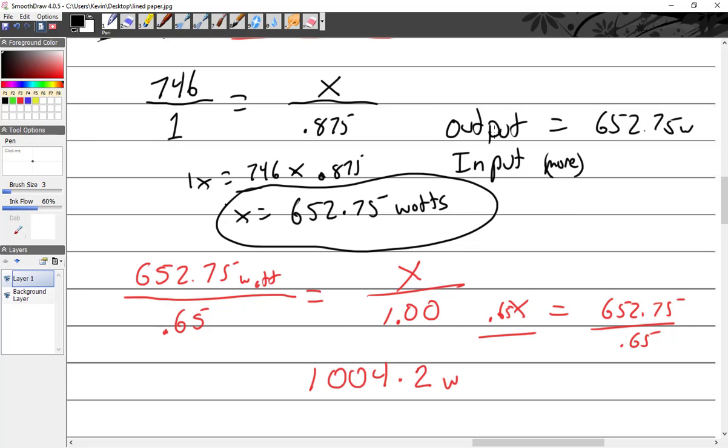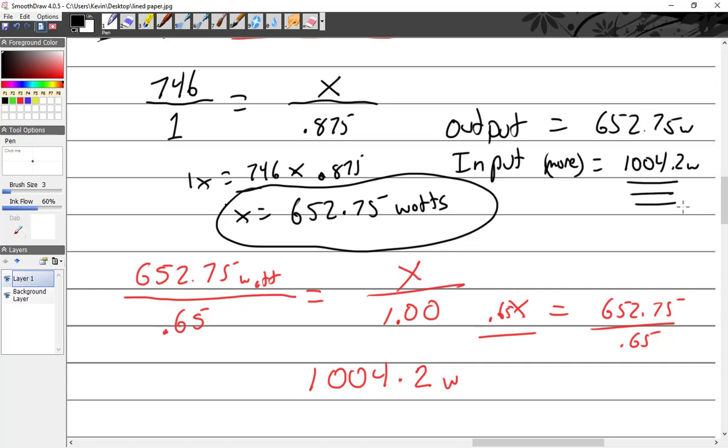So I actually do something like this. At least in my brain, I don't maybe put it on the paper, but I think about my output is this, so my input has got to be more. I put a little more right there, equals, and so 652.75 divided by 65% is 1004.2 watts. This is how much wattage it takes to drive a 7/8 motor that is 65% efficient.